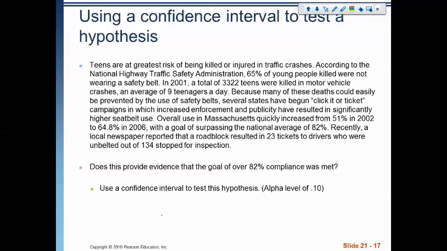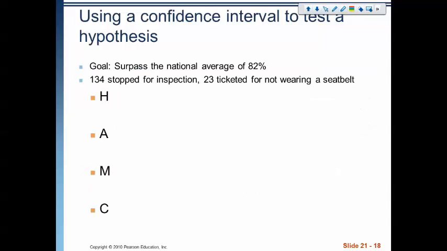Use a confidence interval to test this hypothesis, with an alpha level of 0.05. Okay, so a couple things we need to take from this. First of all, we are using a confidence interval to test the hypothesis. So we are going to use our 4-step hypothesis test process. HAMMOC: Hypothesis, assumptions, conditions, mechanics, conclusion.